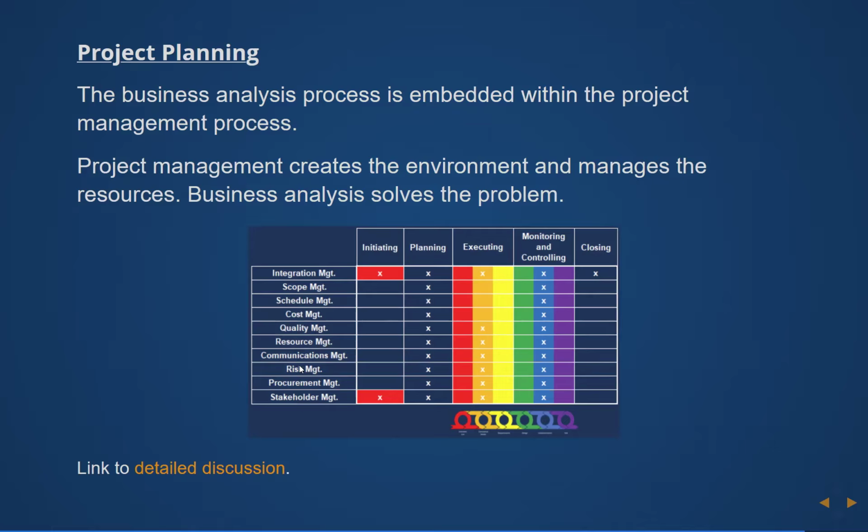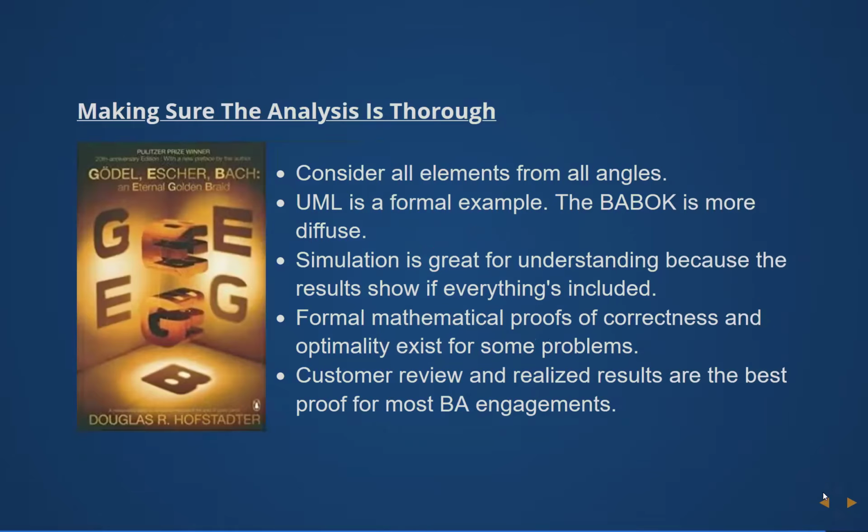Risk management is something everybody does all through the project. So that's both PMs and BAs. Procurement management is more of a PM thing. And stakeholder management is kind of like communications management, BAs doing something similar. All right, we're almost to the end here.